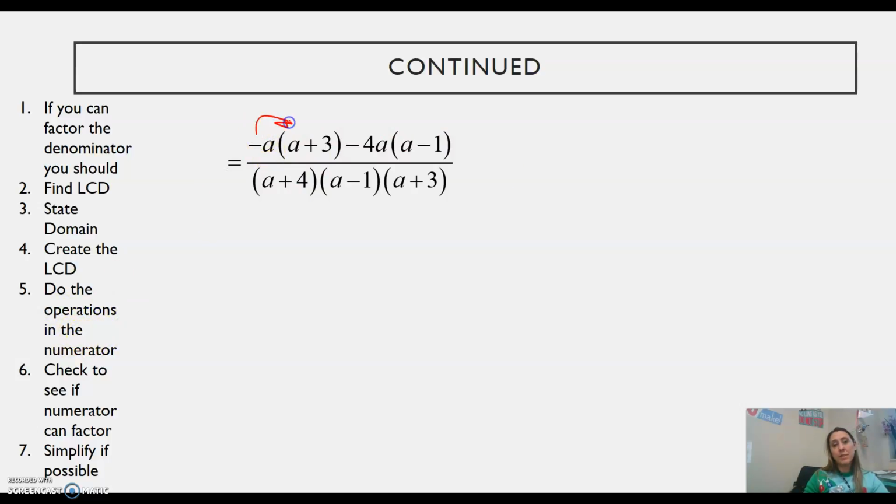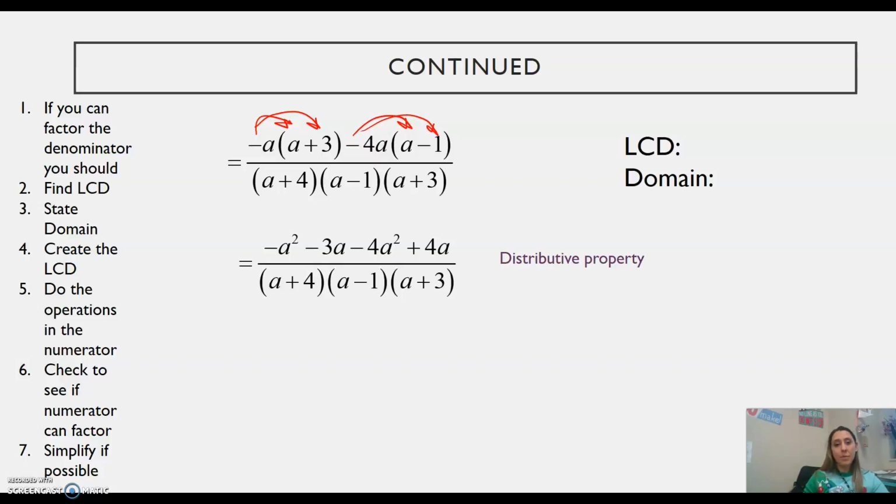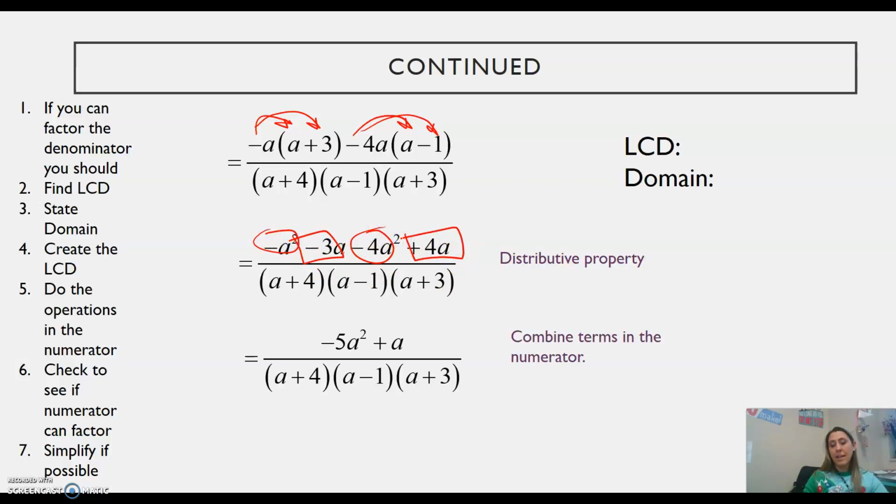So I'm going to distribute my negative a. I'm going to distribute my negative 4a. And I end up with negative a squared plus 3a, and now I need to combine my terms. I end up with negative 5a squared plus a.